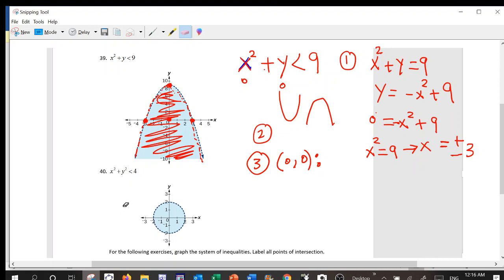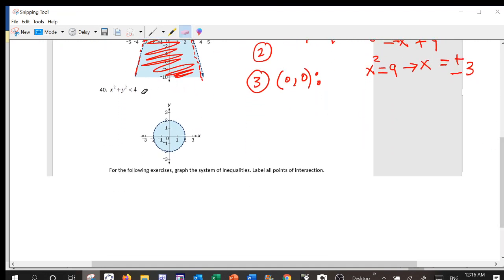All the way to what? This way. These go forever, and this area extends. Okay? So this is another one right here. This one is x squared plus y squared is less than 4. So first step is to turn it into an equation and graph it. Well, this is a circle.